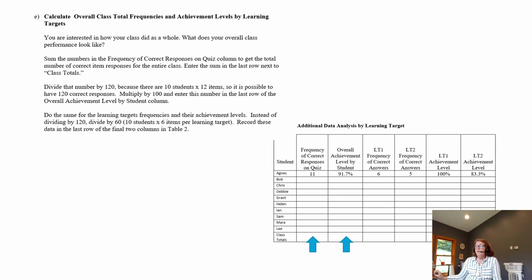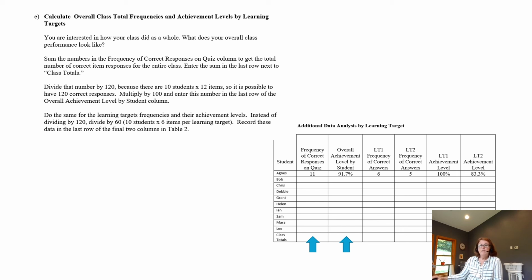At the end, after you've done it for each student, you're going to calculate these numbers for class totals. So you want to know how your class did on these learning targets as a whole, not just by students. What did your overall class performance look like? So it looks harder than it is. Basically what you're going to do is sum the numbers up, how many they got right in this first column, and put the total at the bottom in the last row where it says class totals.